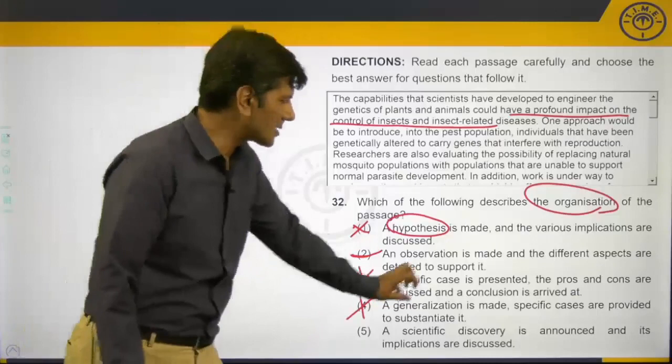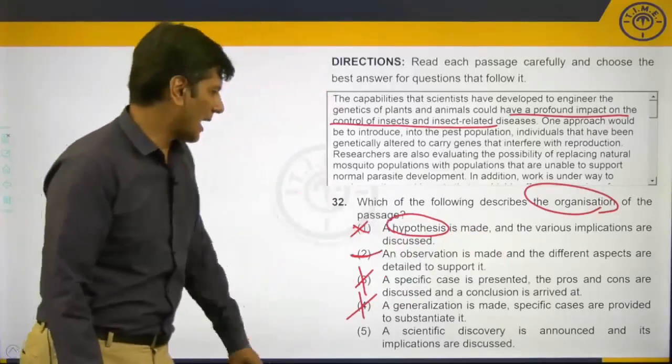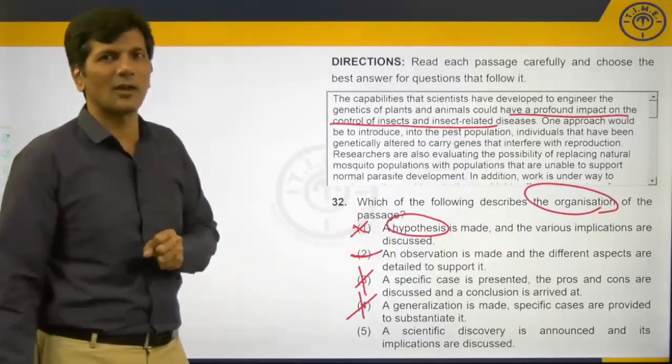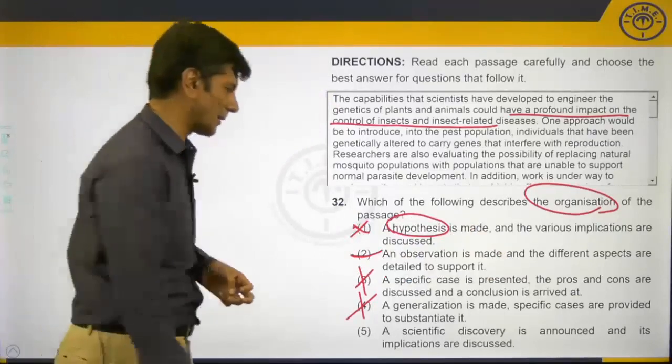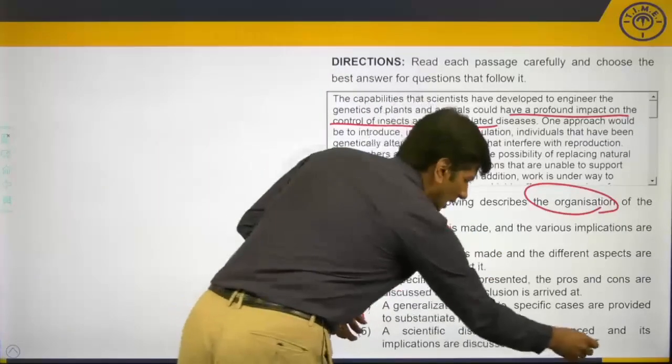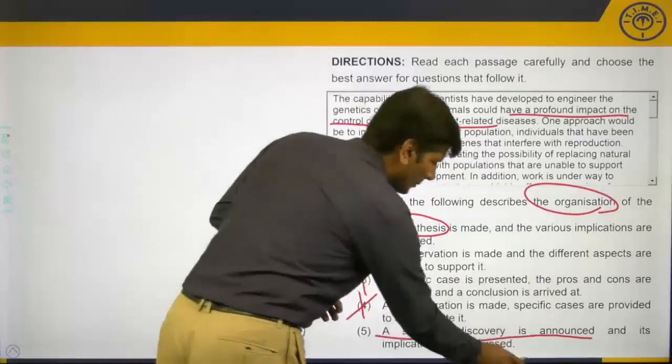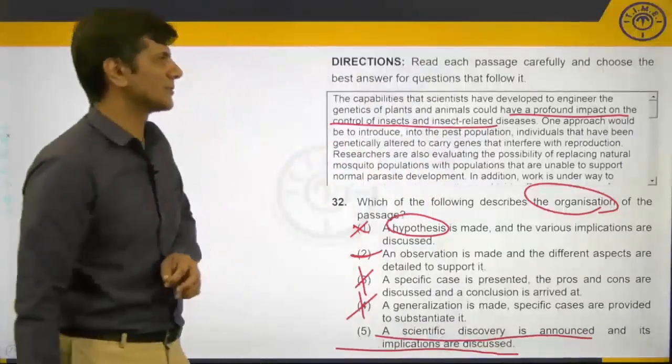Fifth one, a scientific discovery is announced and its implications are discussed. Now, this is a very, very close choice if you look at it. A scientific discovery is announced and its implications are discussed.